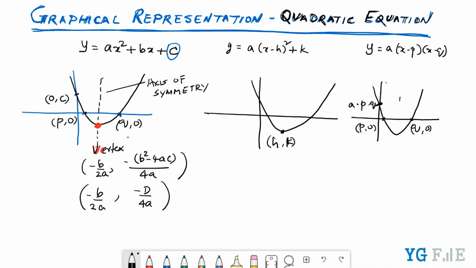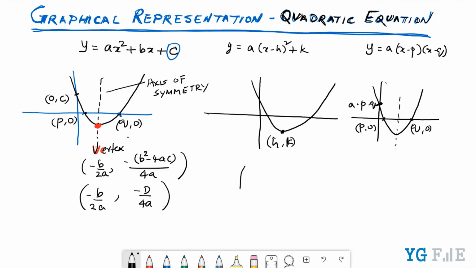Now we can also draw this vertex. Remember that if p and q are the roots, the x coordinate of the vertex can also be written as (p plus q) by 2, because it is equidistant from all the points on the parabola on either side of the axis of symmetry.